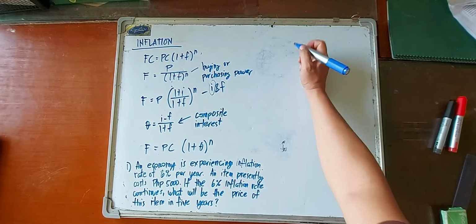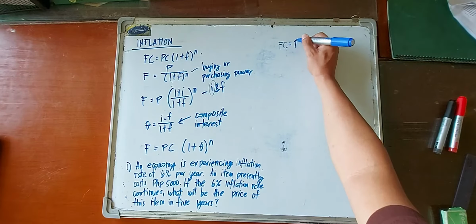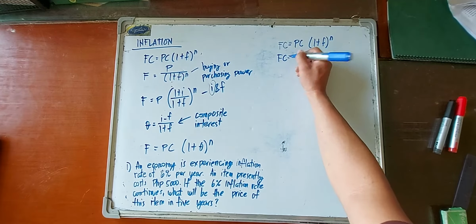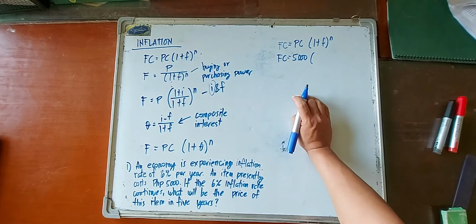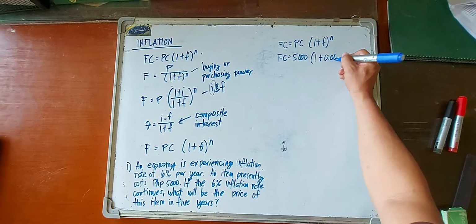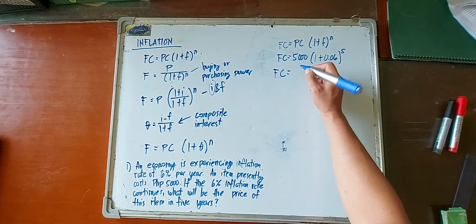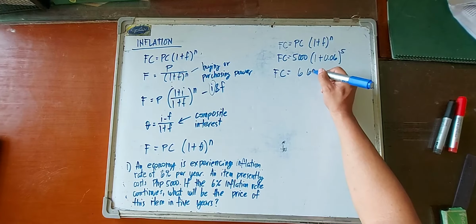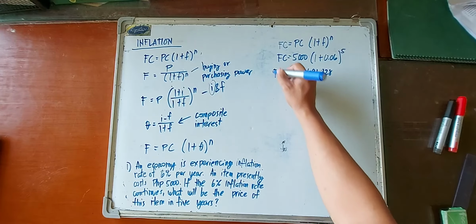Okay, so the future cost of that commodity or item is equal to, we have formula. So the future cost is equal to, we have the present cost is 5,000. What would be the cost of that item in 5 years? We have 1 plus the inflation rate, which is 6%, and is 5 years. So the future cost is 6,691.128 pesos. Yan yung future cost niya.